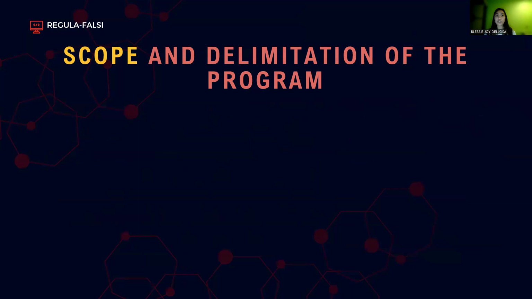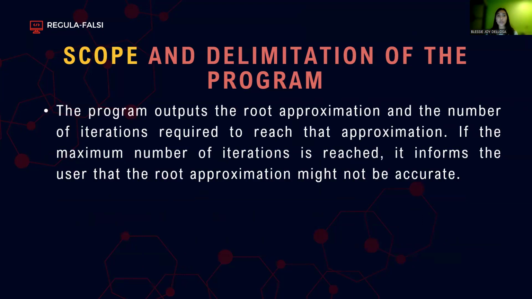or want to end or terminate the program. Continuing in the scope, we have next the output, wherein the program outputs the root approximation and the number of iterations required to reach the approximation. And if the maximum number of iterations is reached, it informs the user or it outputs that.